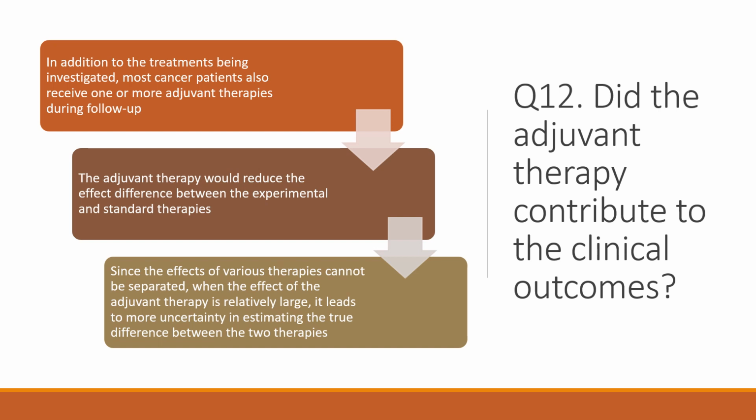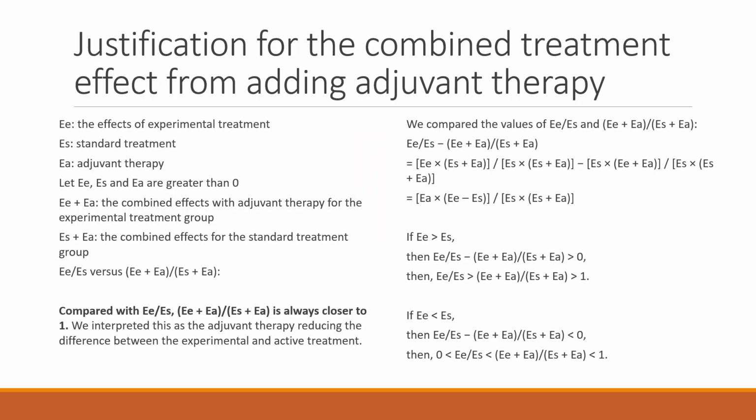Question 12. Did the adjuvant therapy contribute to the clinical outcomes? In addition to the treatments being investigated, most cancer patients also receive 1 or more adjuvant therapies during follow-up. The adjuvant therapy would reduce the effect difference between the experimental and standard therapies. Since the effects of various therapies cannot be separated, when the effect of the adjuvant therapy is relatively large, it leads to more uncertainty in estimating the true difference between the 2 therapies.